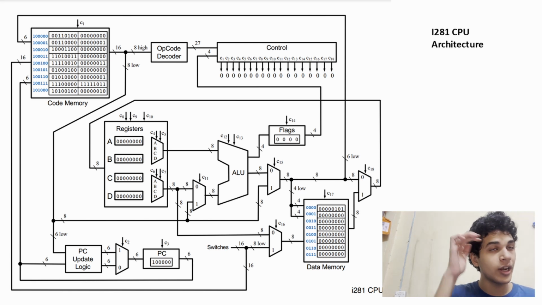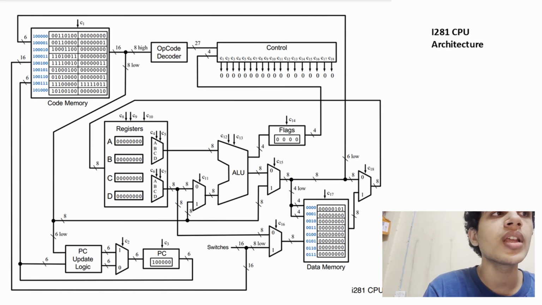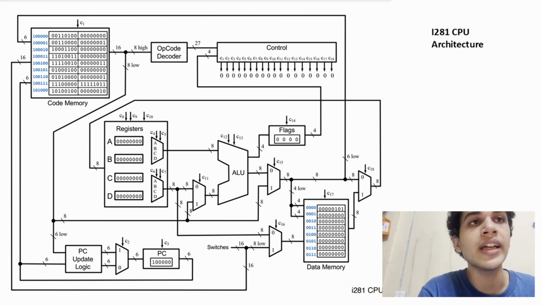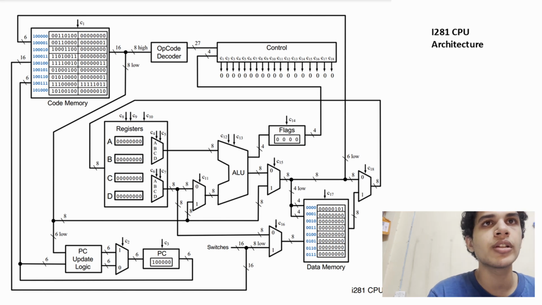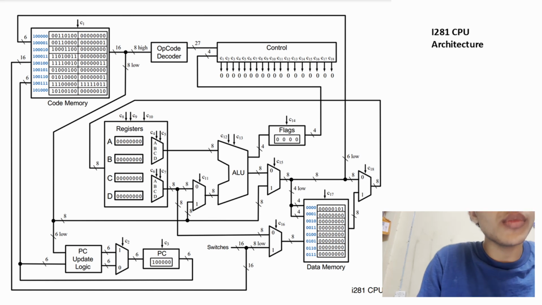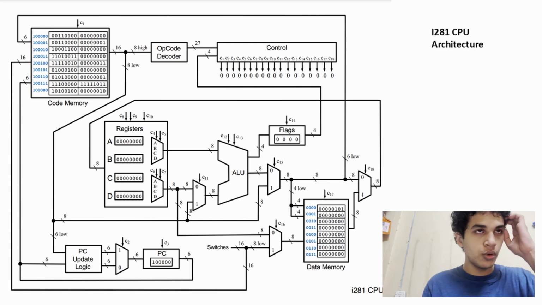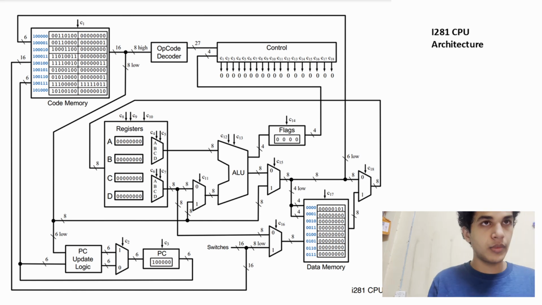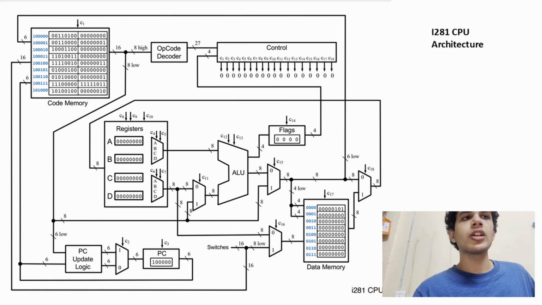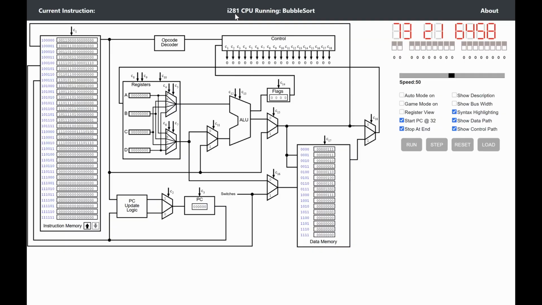Now let's look at what happens inside the decoder. The decoder takes I15 down to I8, which are the 8 most significant bits of the instruction, and decodes them to determine which instruction is to be carried out. Of the EE224 CPU carrying out bubble sort.